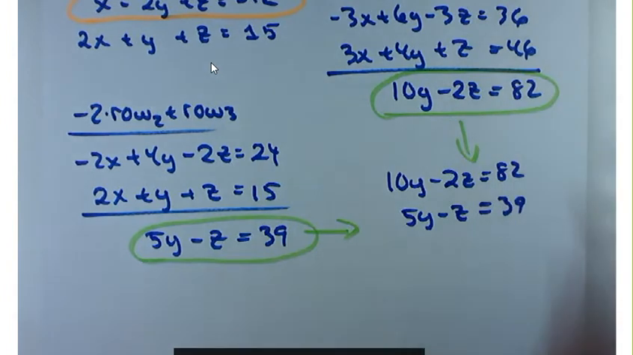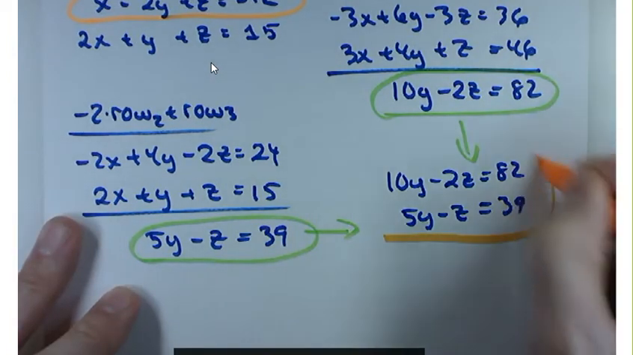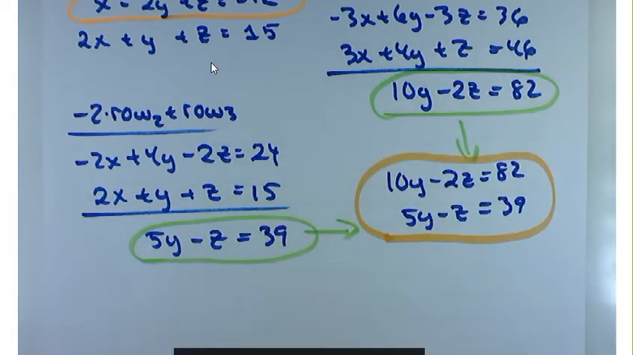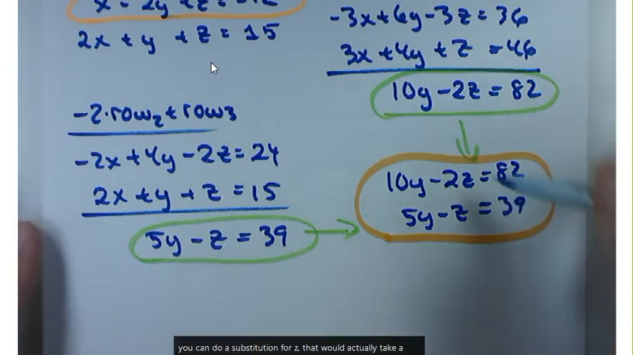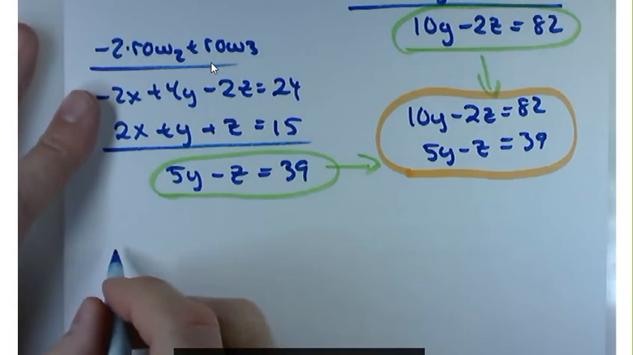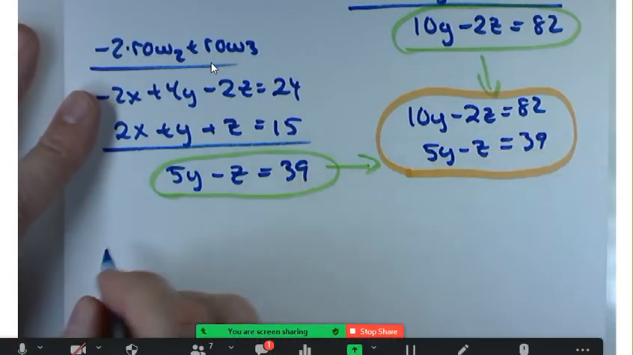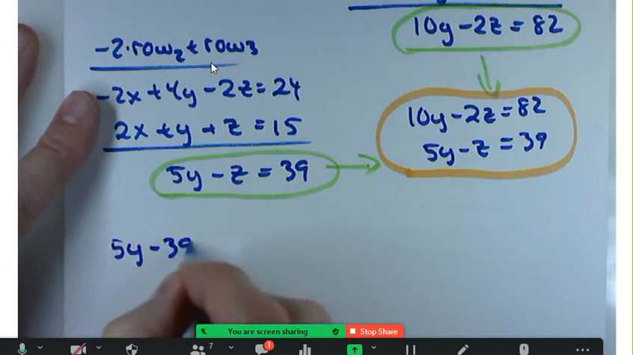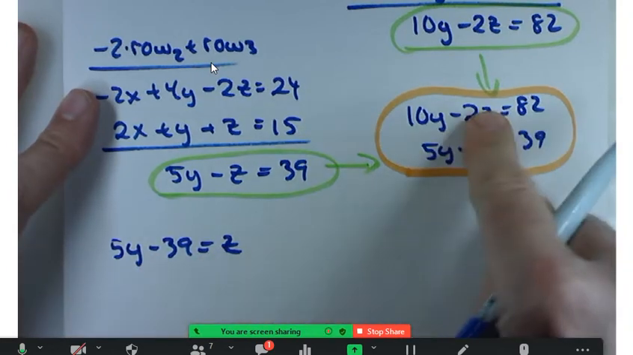Can anyone see a quick way to solve this one? Now that we've put these two together, what would be a good way to solve that 2 by 2 system of equations? Anyone? You could do a substitution for z. That would actually take a little bit more work than the addition method, but there's nothing wrong with substituting for z. I would do it this way. I'd move the z to the other side and get 5y minus 39 equals z, and then substitute that expression in here.